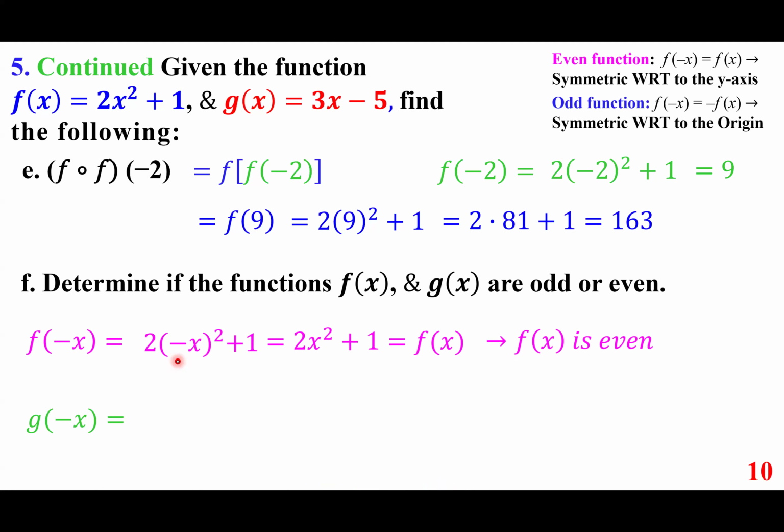Let's do the same thing for g. Replace the x with negative x, and it becomes minus 3x minus 5. Now, is this equal to the original function? No. If it was, it would make it even. Is this equal to the opposite of that? The opposite of that would be minus 3x plus 5. The answer is no. So g of x is neither even nor odd.